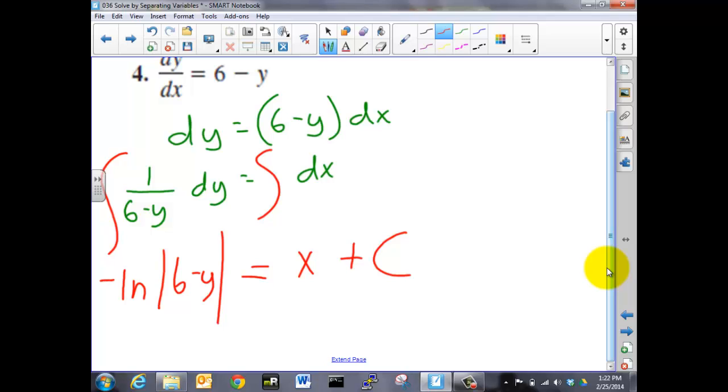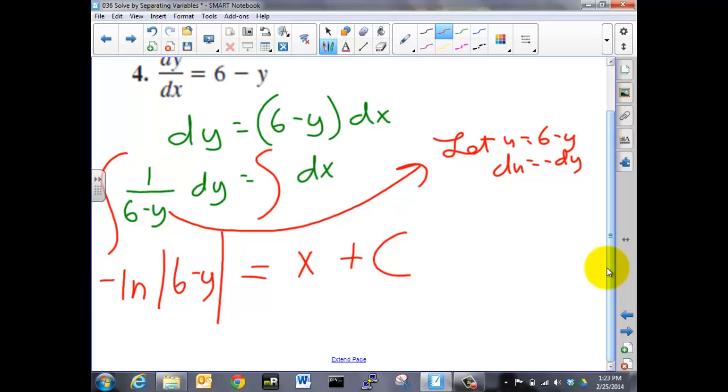All right, and this, Katie did a lot in her head here, and it's fine for you to do that. Just be sure you don't mess up here, because what did you really do here? In my head, I said let u equals 6 minus y. So du is negative dy. So negative du equals dy. And then I went through and integrated, okay? Don't forget that negative sign here. So we've got negative ln of that equals x plus c. All right? Solve for y.